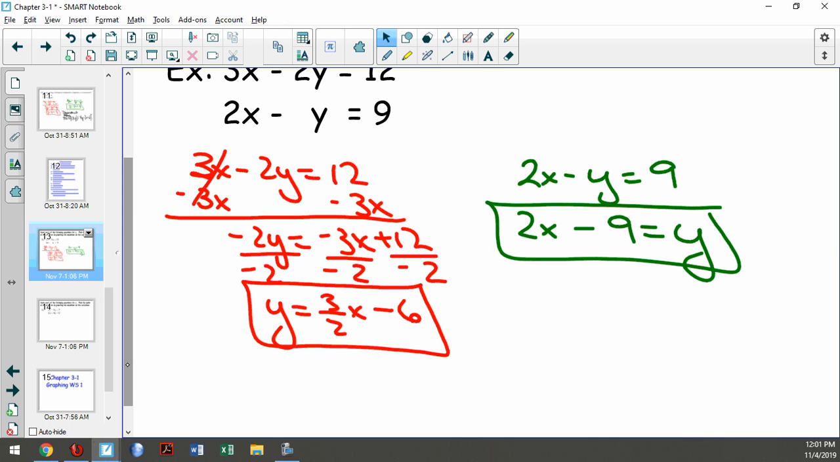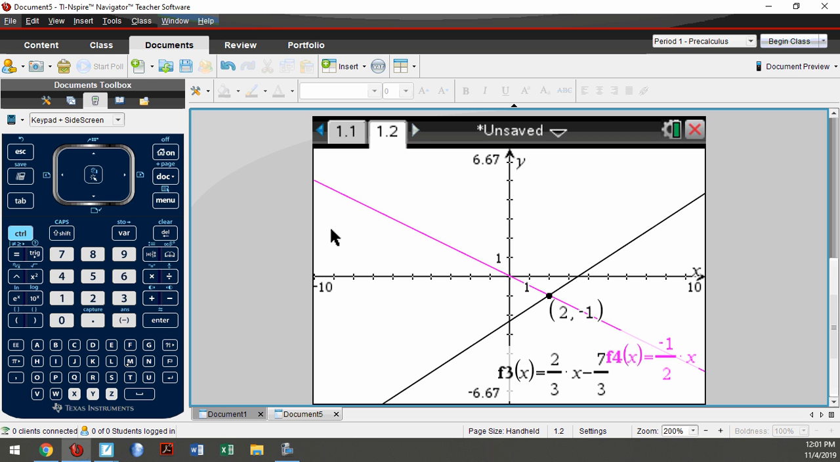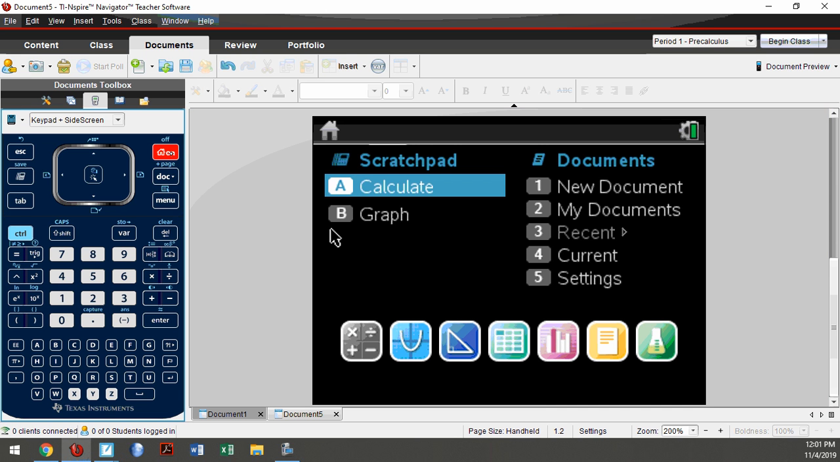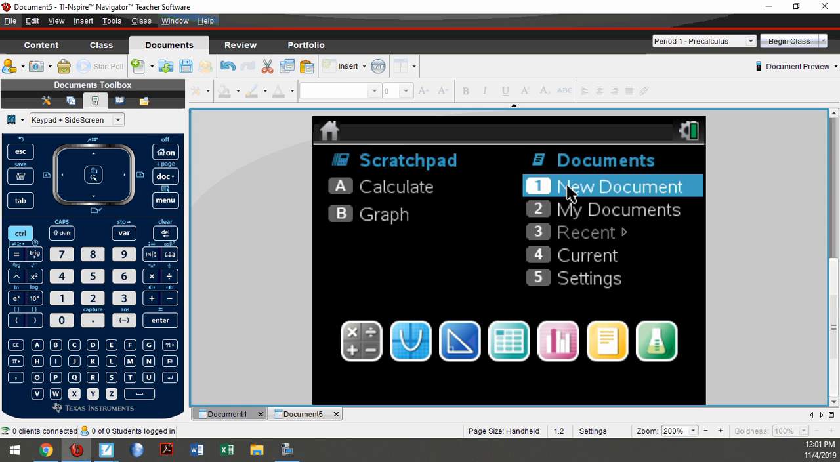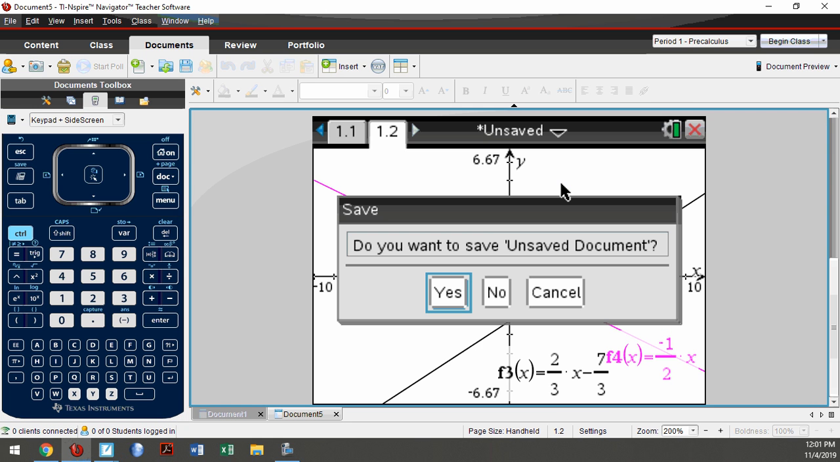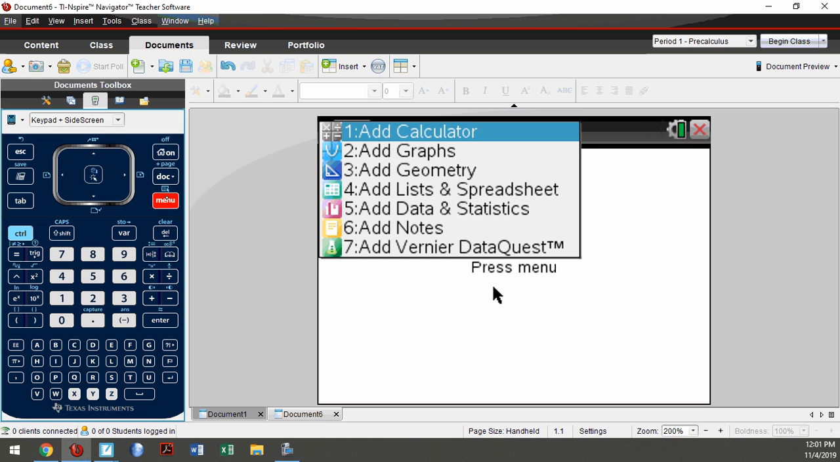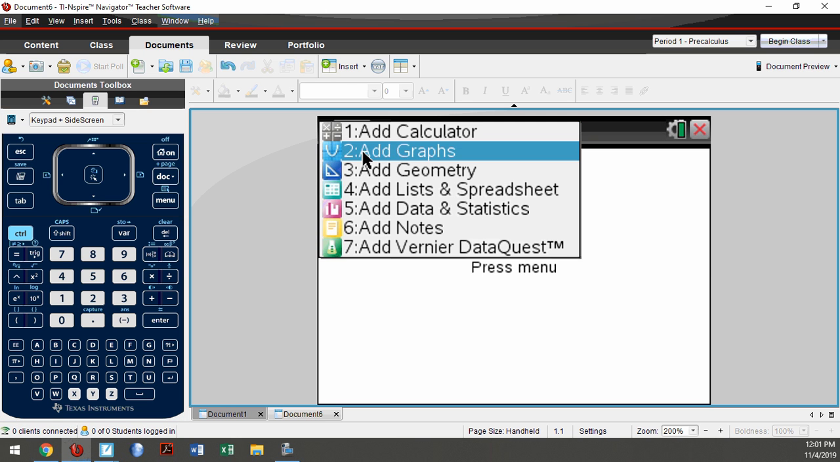So I want you to go get your graphing calculator. Are we ready? Pull up your graphing calculator and hit the home key, on the top right-hand corner. Everybody using my calculator? Okay, I want you to go to a graph, a new document. New document, do you want to save the unsaved document? No, you never want to save it. And we want to add a graphs page. Why? Because that's what we've been doing.